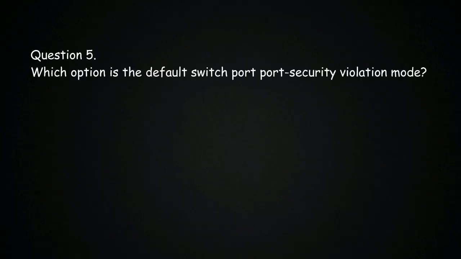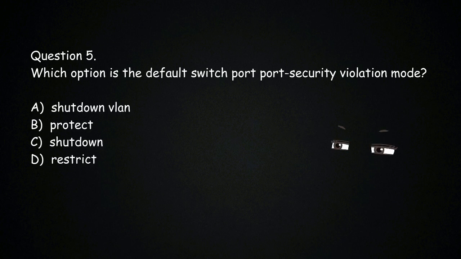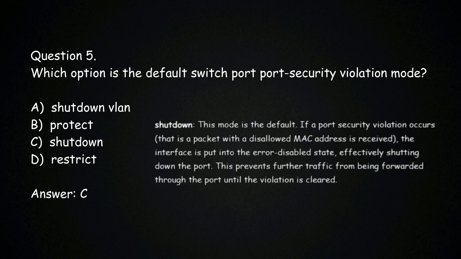Question 5. Which option is the default switch port security violation mode? Options. Answer is C. Shutdown. This mode is the default. If a port security violation occurs, for example, a packet with a disallowed MAC address is received, the interface is put into the error-disabled state, effectively shutting down the port. This prevents further traffic from being forwarded through the port until the violation is cleared.